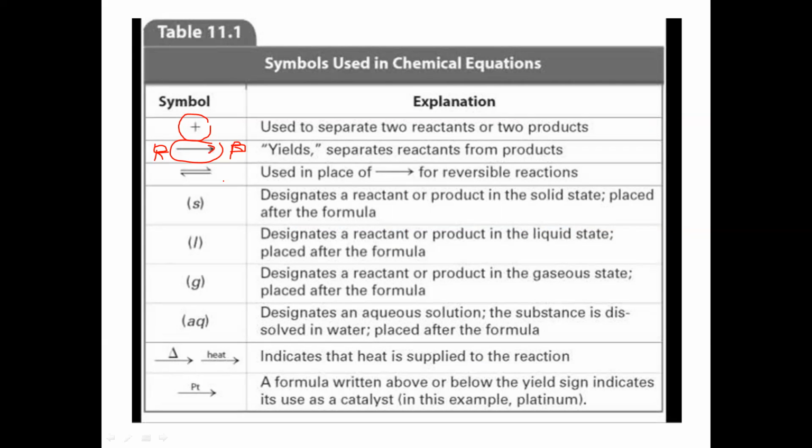Now sometimes you can also see arrows that are like this. They are reversible, which means the reaction could go either way. Or there are also times that you can see letters enclosed by parentheses. They tell you the state or the phase of matter of that substance. If it's solid, it's S, liquid is L, G is gas, or AQ if that substance is dissolved in water. And these symbols are usually placed after the chemical formula.